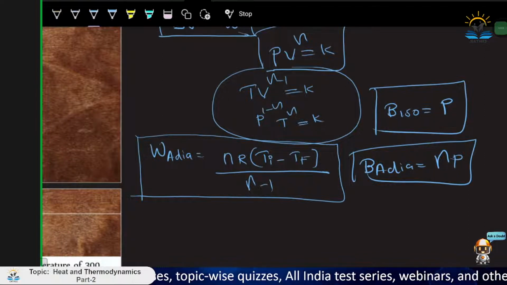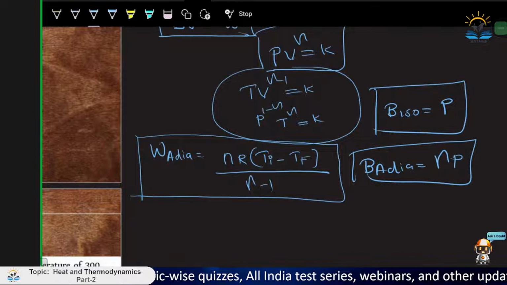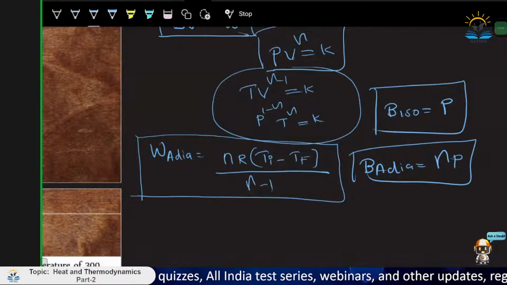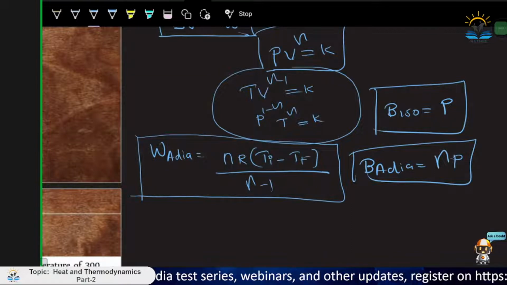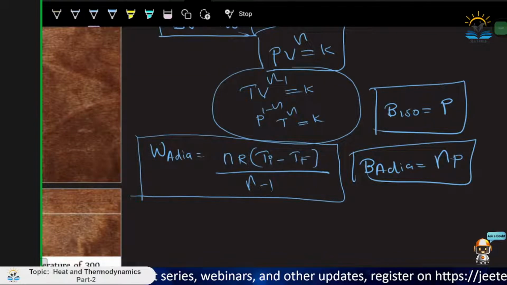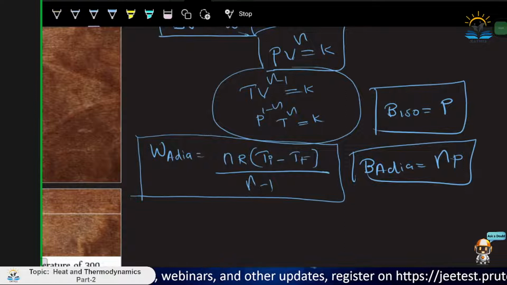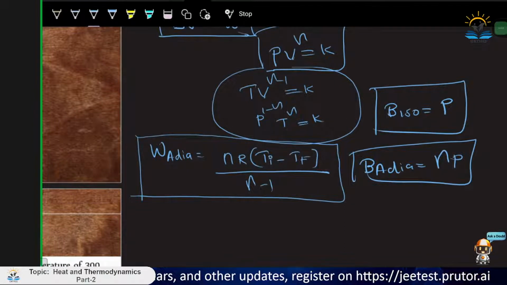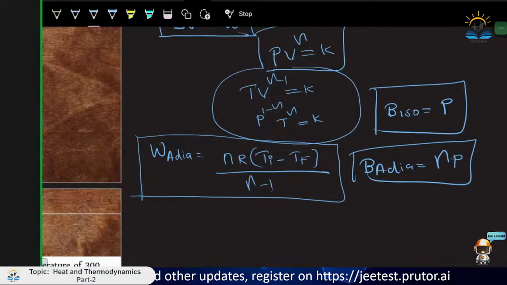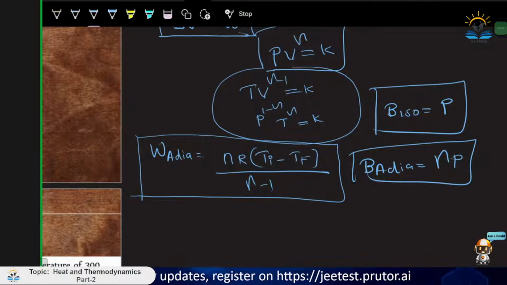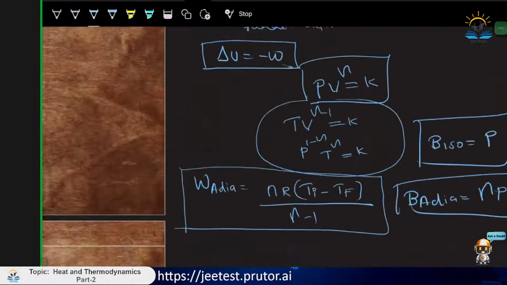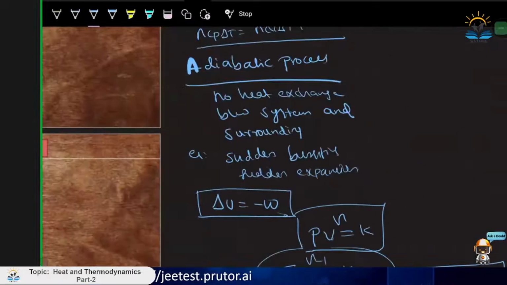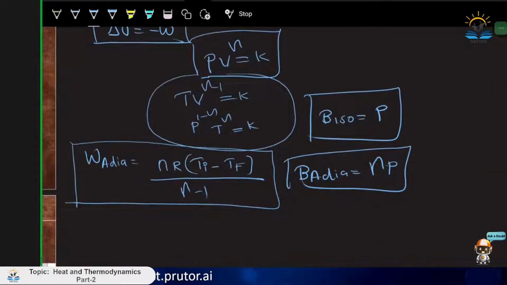Laplace told that the propagation of sound through air is an adiabatic process, not an isothermal process. There we use the isothermal bulk modulus as pressure, which was used by Newton, and Laplace corrected us. It is not isothermal, it is adiabatic. So bulk modulus adiabatic is gamma times pressure. I hope everyone is remembering those things. So far so good.